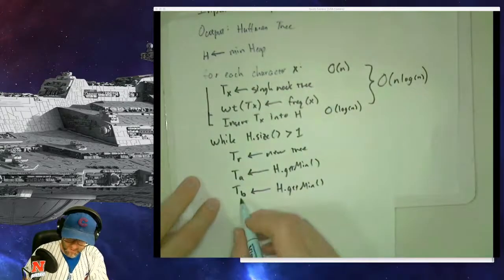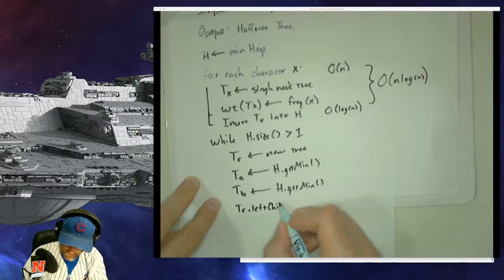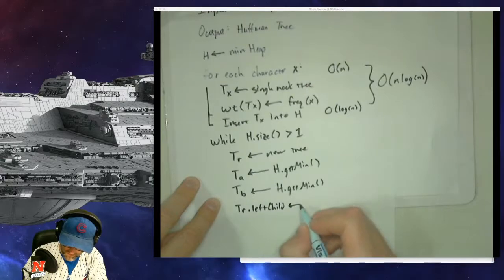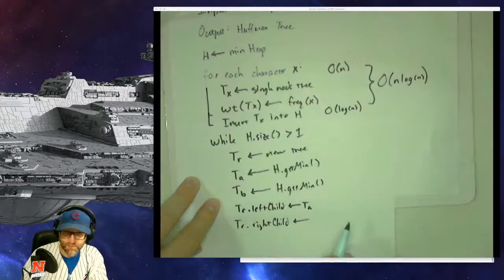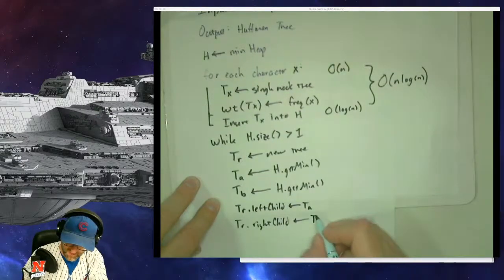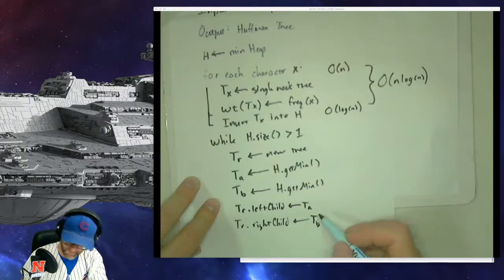So once we've pulled those out, we will make T sub r dot left child be equal to T sub a, and T sub r dot right child be T sub b. This is the consistency I was talking about, that it's not necessary. You could flip those if you want. You can randomize them if you want, but why? You're doing extra work for no benefit. So go ahead and just associate the minimum with the left and the larger one with the right.